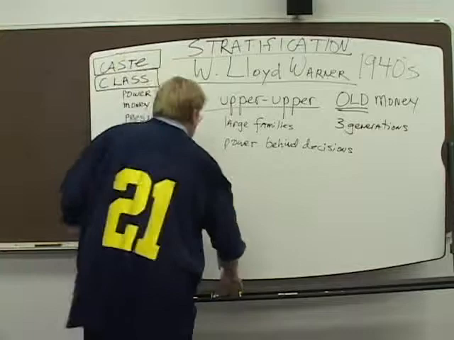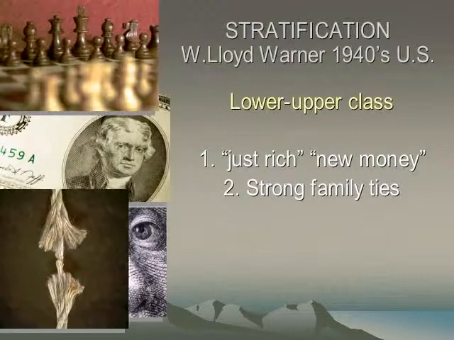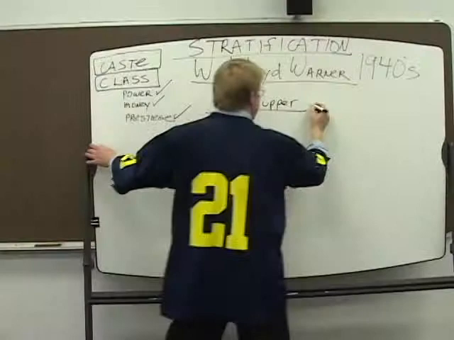All right. The next group are the lower upper class. And now we're getting into the people we call just rich. This is how the upper upper class refers to them. That's new money.